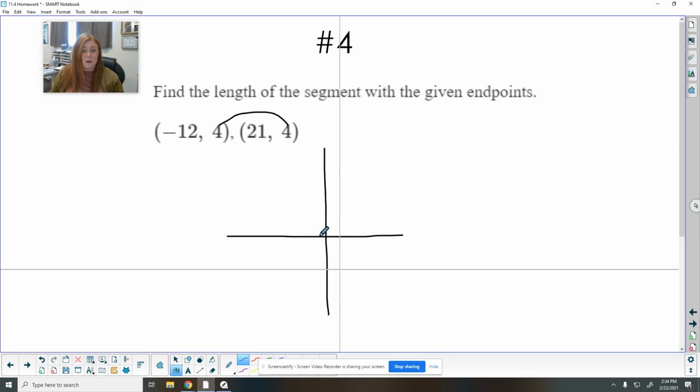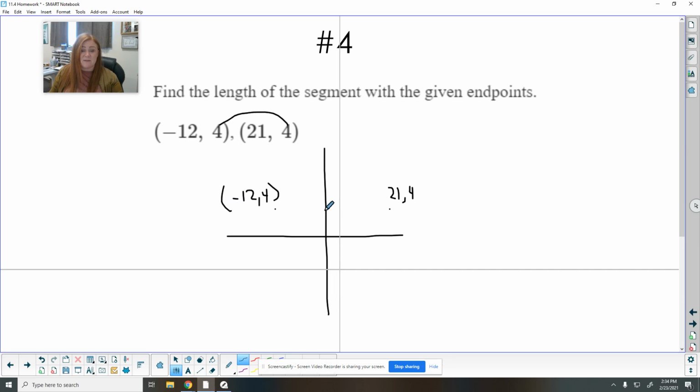And I need to know I go over 12 to the left, up 4. So negative 12, 4. And then this one is going over 21, up 4. So I can see they're on the same line, but they're in different quadrants. Sometimes just drawing a very basic grid can help us out here.